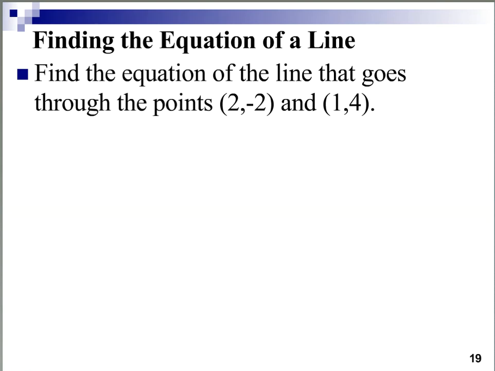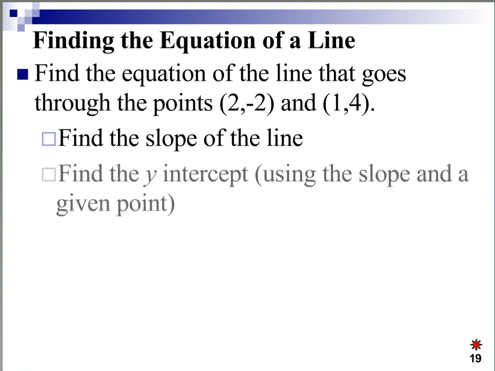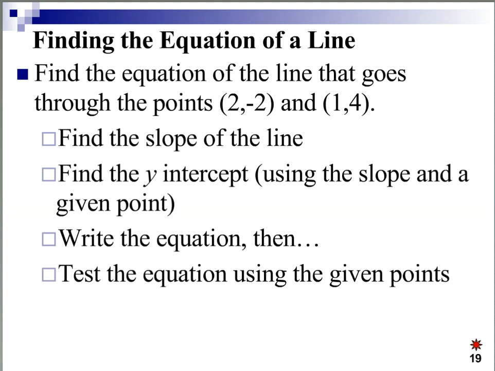Here are the steps that we're going to follow on the following slides. The first thing we're going to do is find the slope of the line by using the equation for slope. After that, we're going to use the slope that we find to compute the y-intercept of that line. Next, we're going to actually put the equation together, and then as the last step, we will test to make sure that the equation actually works using the given points. So let's go ahead and take a look at how this works with these 2 points.